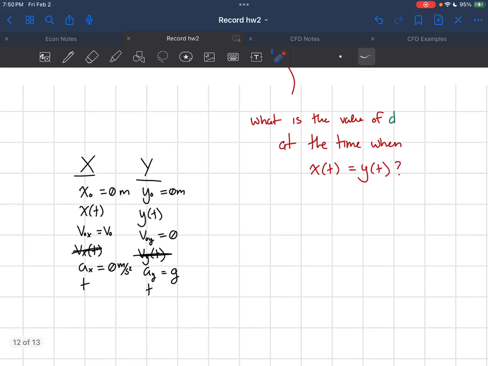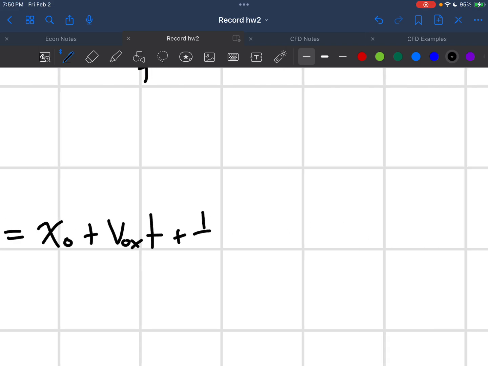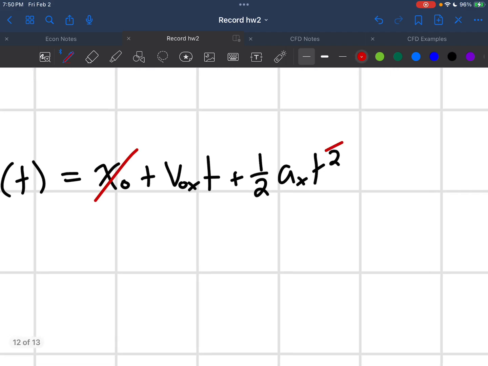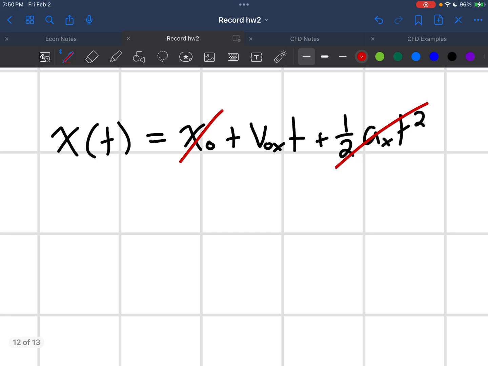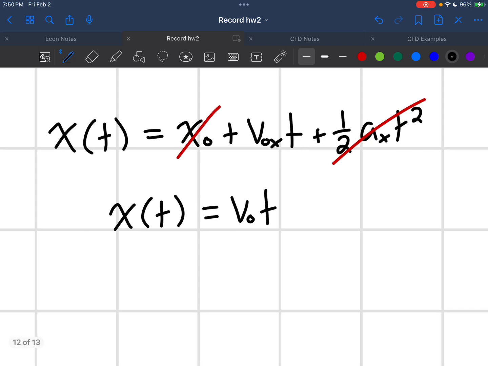Now that I have all my stuff set out, I need to find the time when y of t equals x of t. So I'm going to set up both my equations. X of t will be x0 plus v0 x t plus 1/2 ax t squared. And again, we said x0 was 0, ax is 0, and v0 x is just v0. So that gives me that x of t equals v0 t.